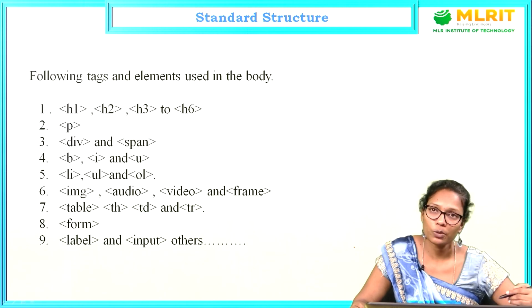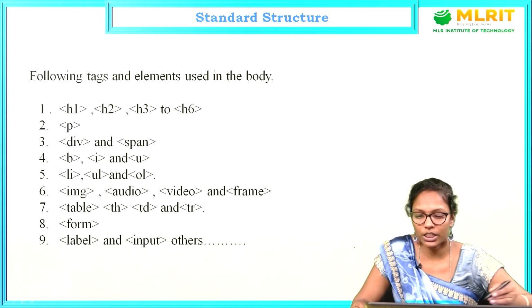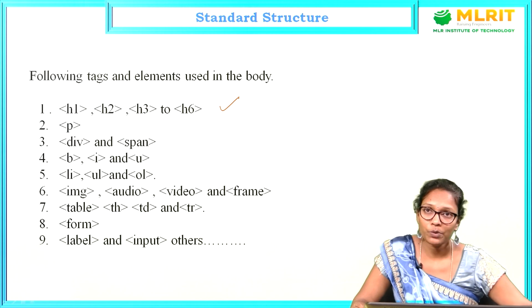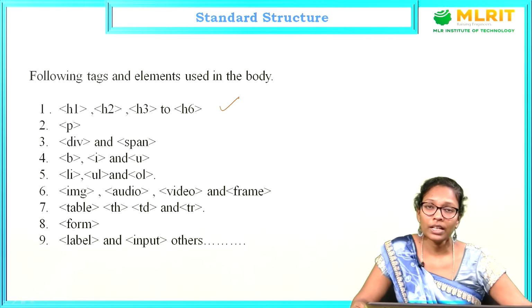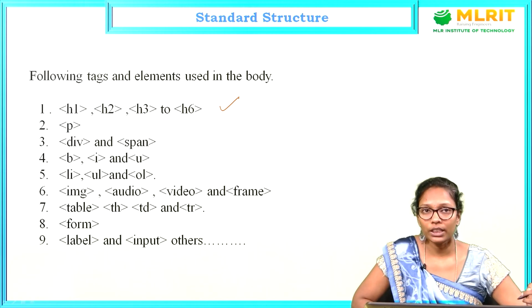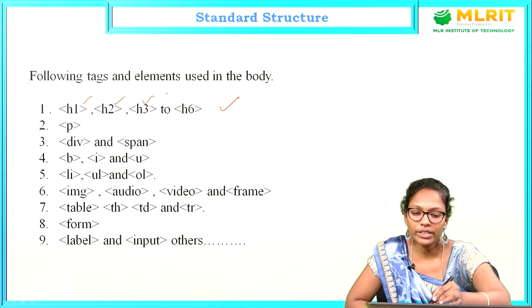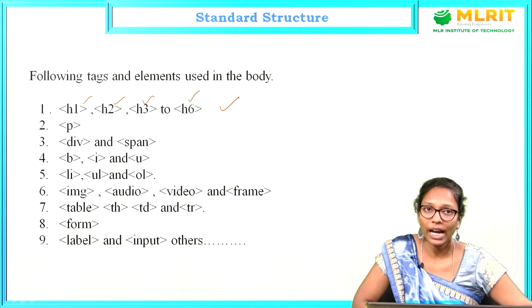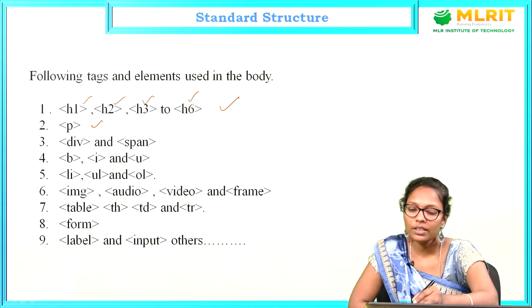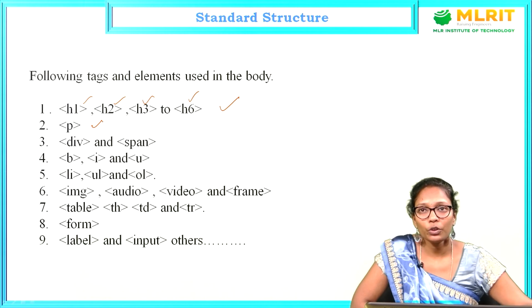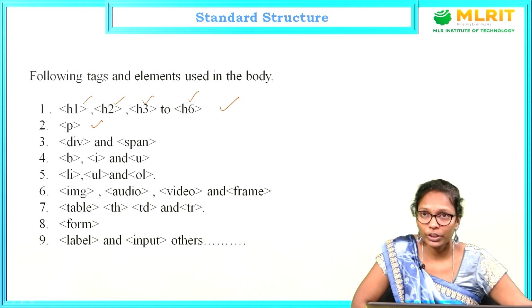These are the possible elements we can use in the body section. The first one is different types of headings. H stands for heading. We can give different sizes for the heading according to our requirement: H1, H2, H3, H4, H5 and H6. We have six types of heading tags here. The second one is the paragraph tag. If you want to keep your text in the form of a paragraph, you can use the P tag.